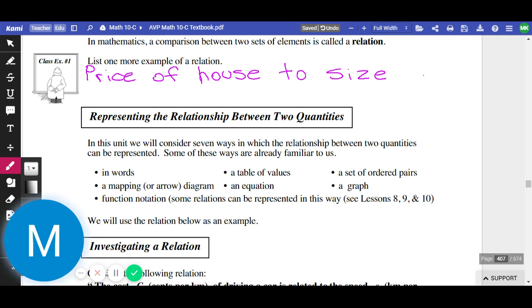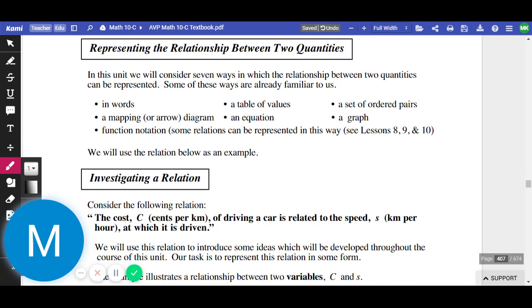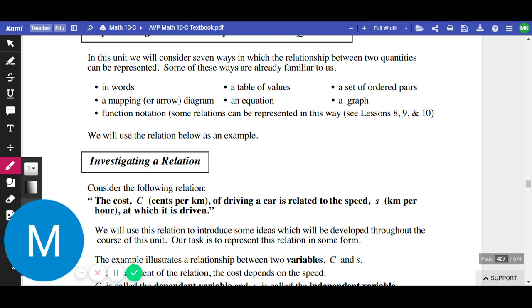Awesome. Representing data or relations. There's a lot of different methods to connecting things, to connecting numbers. Here's a whole chart of everything we're going to do. We're going to talk about connecting relations in words, using something called a table of values, something called an ordered pair, which we did a little bit yesterday, a mapping diagram, we haven't seen much of that, an equation, a little bit of that yesterday, a graph, we did a little bit of that yesterday, and function notation, which we will do at the end of this unit.